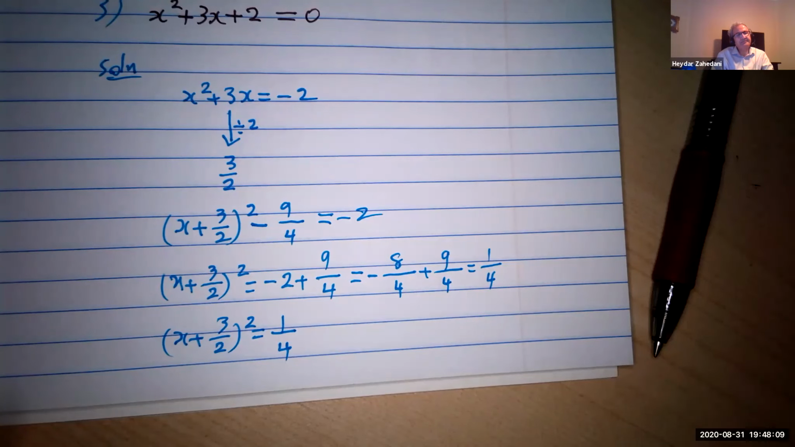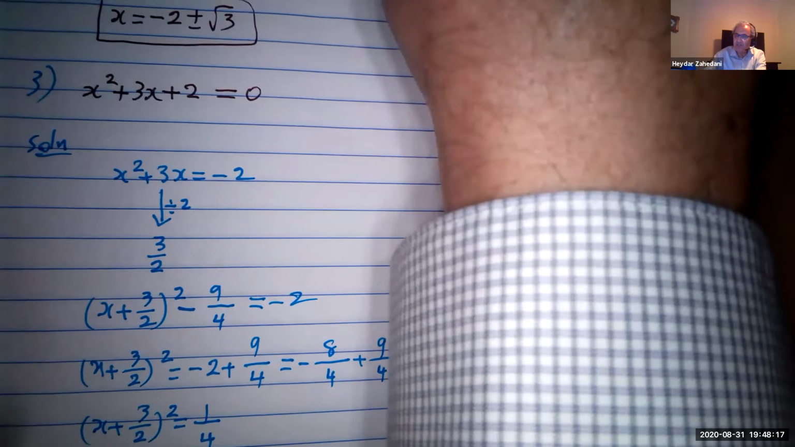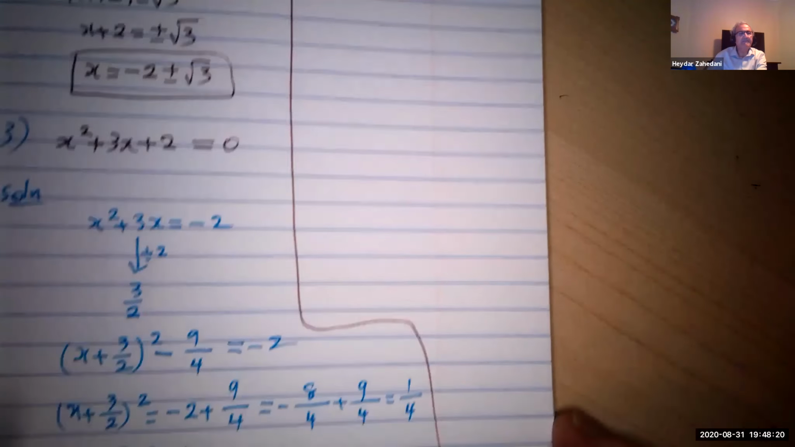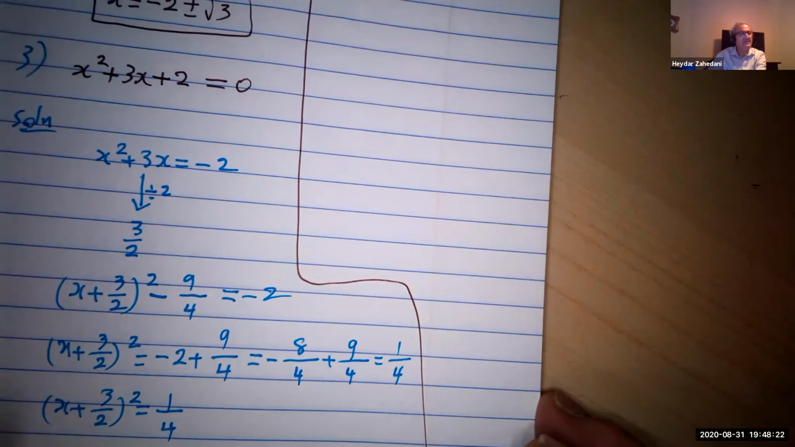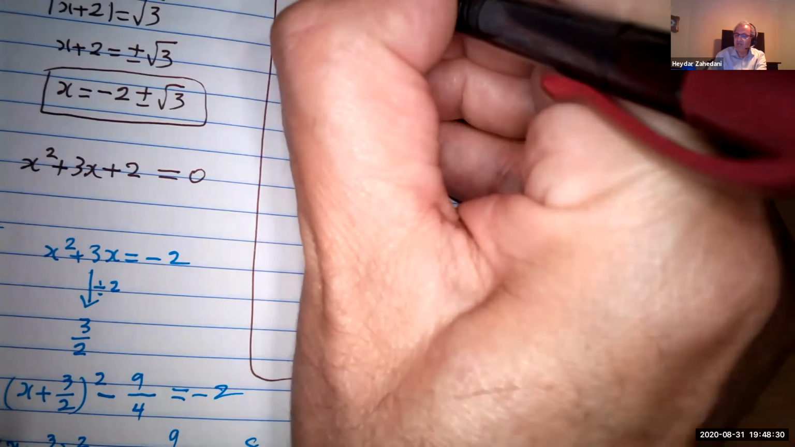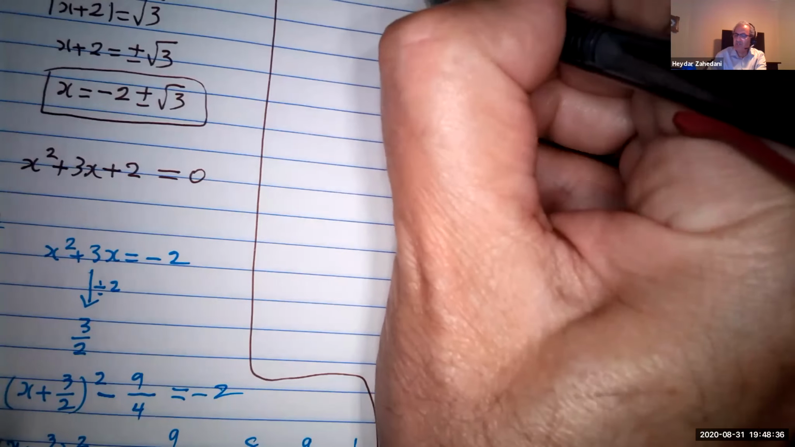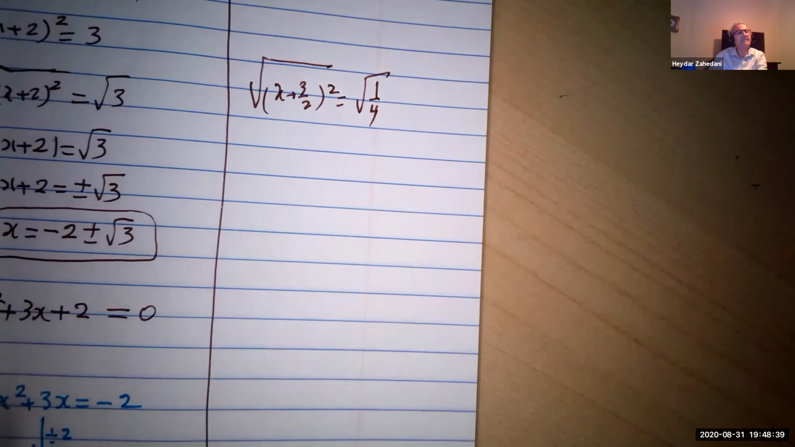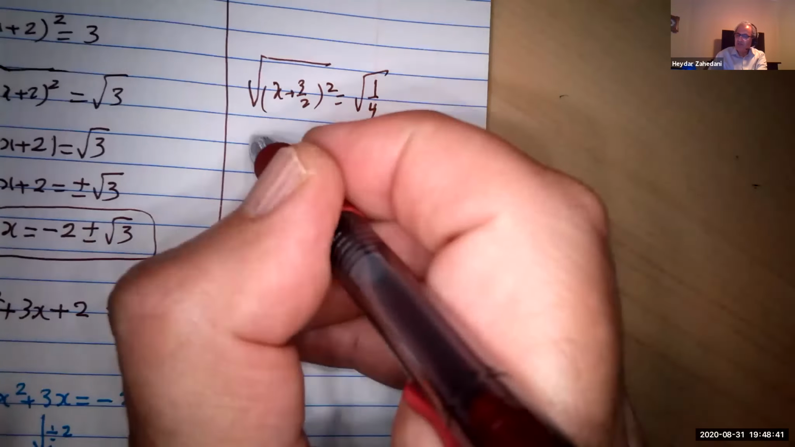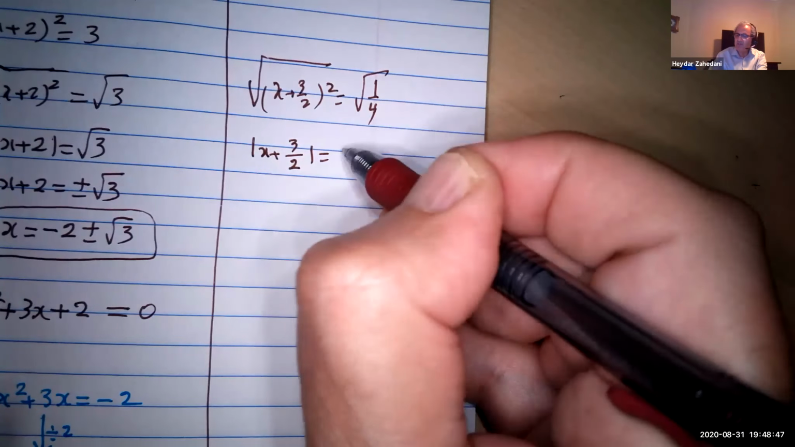Any question? So take the square root on both sides to be able to continue. I put it on the top here so I can finish it here. Okay, so this is it. Take the square root. So we take the square root, that will give us the square root of x plus 3/2 all squared, and that's going to be the square root of a quarter. Okay, that's it. So over here is going to be the absolute value of x plus 3/2. Okay, and this is going to be just 1/2.